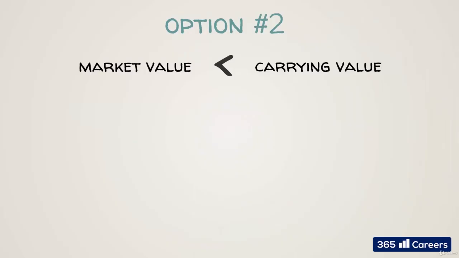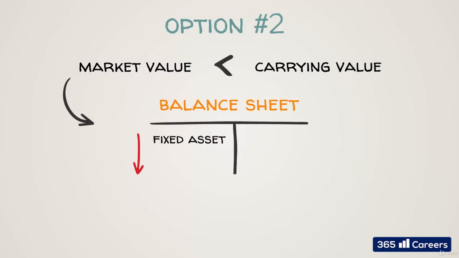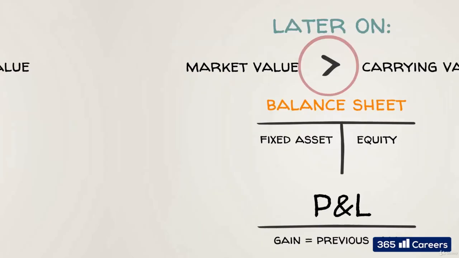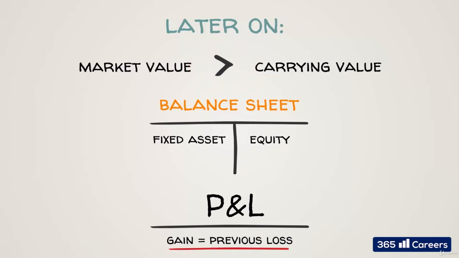And we will have option number two, when the appraiser values the asset at an amount which is lower than its carrying value. In this case, we will have to report a loss in the income statement and decrease the balance sheet value of the asset. Later on, if the value of the asset continues to decrease, we will have to follow the same procedure.